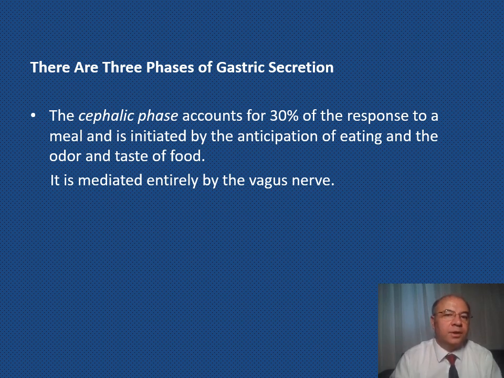So, there are three phases of gastric secretion. First, the cephalic phase. The cephalic phase accounts for 30% of the response to a meal and is initiated by anticipation of eating and the odor and taste of the food. It is mediated entirely by the nervus vagus.